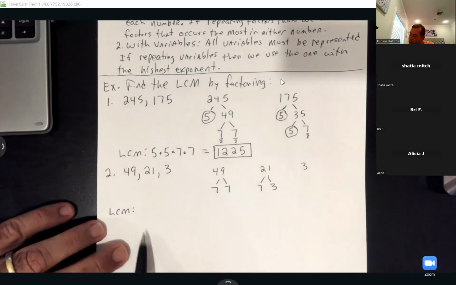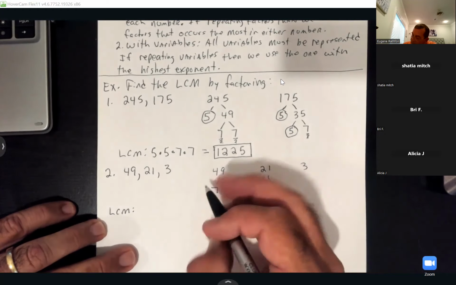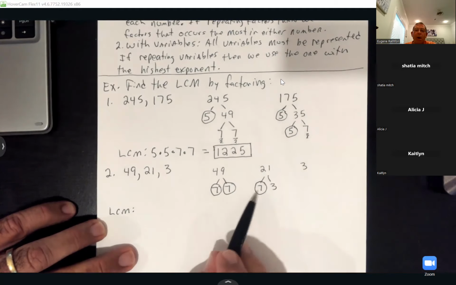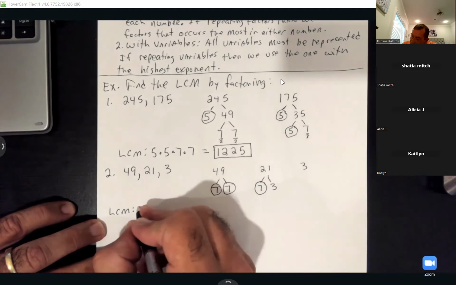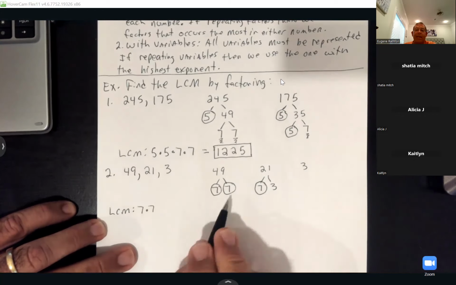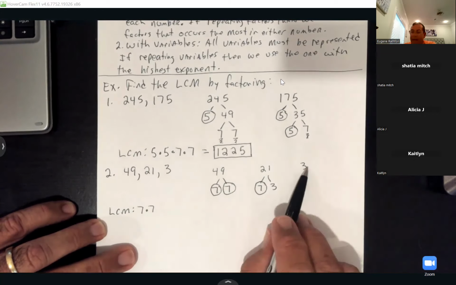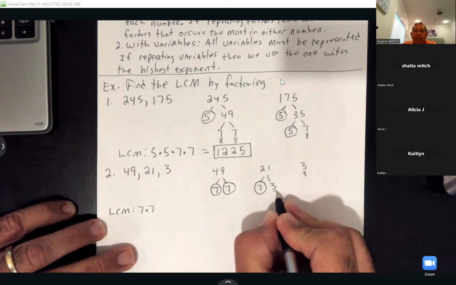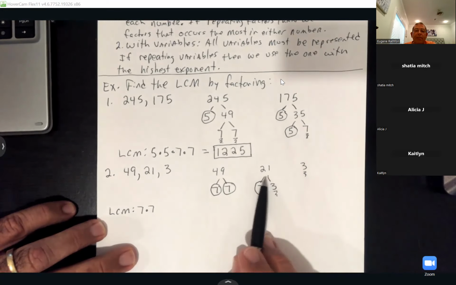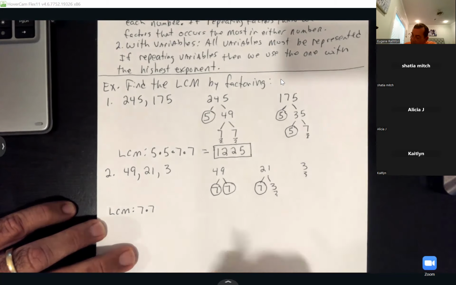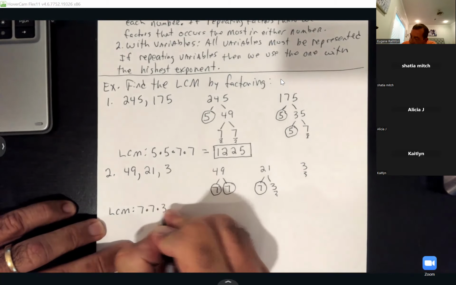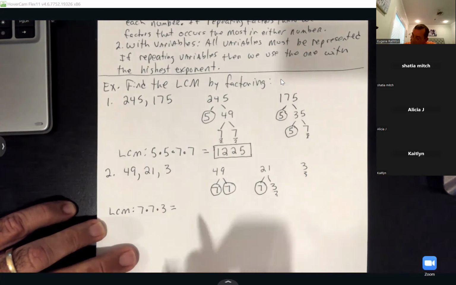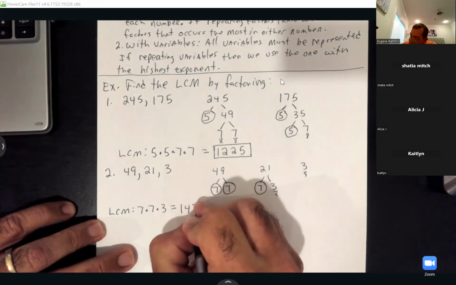So to find our least common multiple, I'm going to start with the 7s. So I got 2 7s right here and 1 7 here. The most it happens is twice. So my least common multiple will have to have both of these 7s in it. And then the only other factor I got is a 3. It happens once in this number, and it happens once in this number. So the most it happens in any of my 3 numbers is 1 time. So I need only 1 3. So if we multiply all this together, I think we get 147.